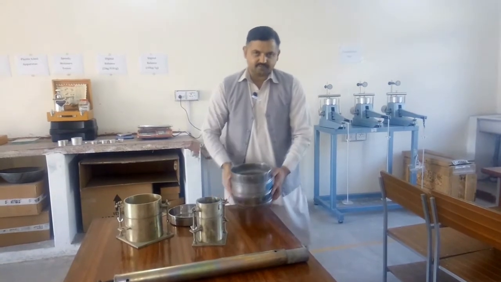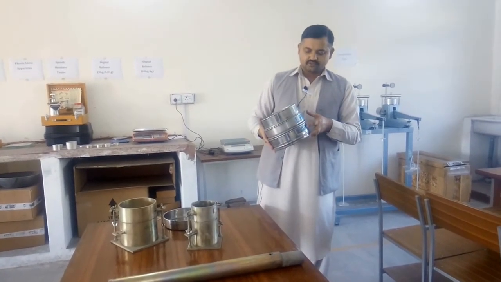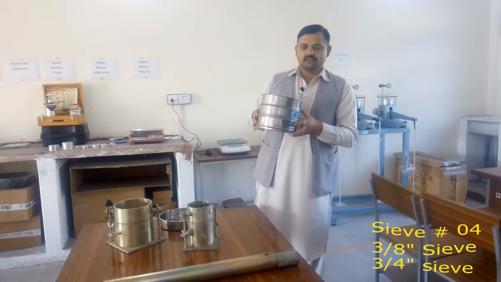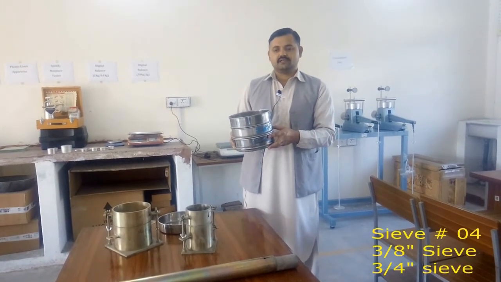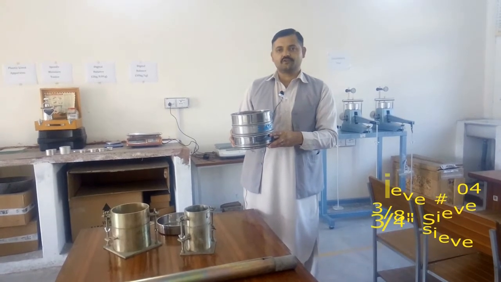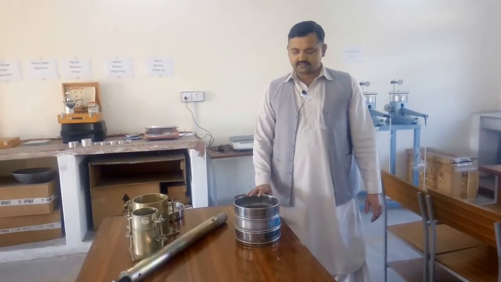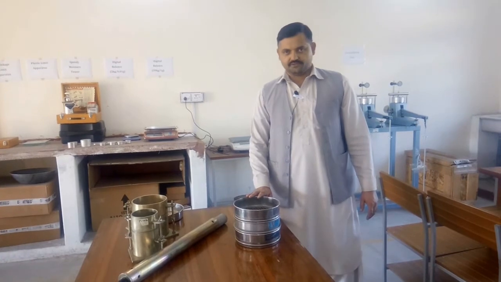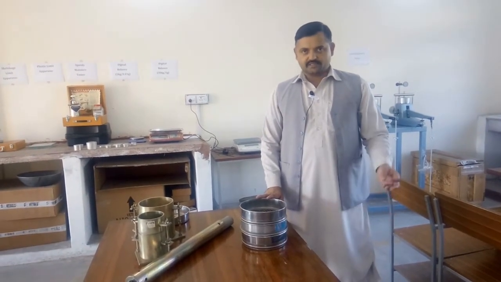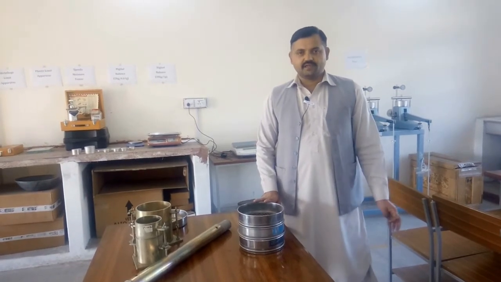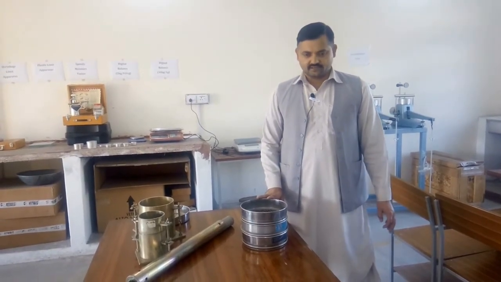We can use three types of sieves. Number one is sieve number 4. The other is the 3/8 inch sieve and the last one is the 3/4 inch sieve. Now there are three methods in which we can perform the modified Proctor compaction test: method A, method B and method C.